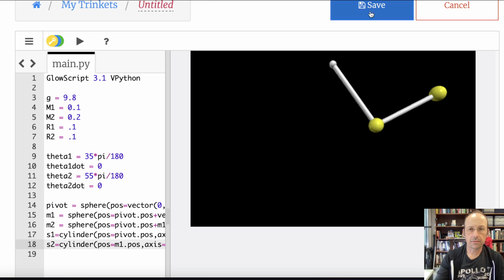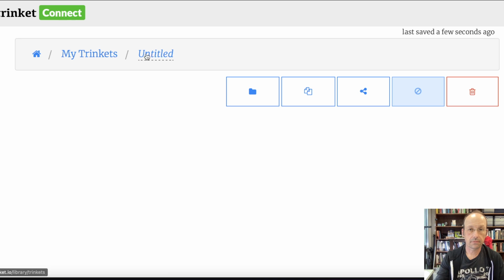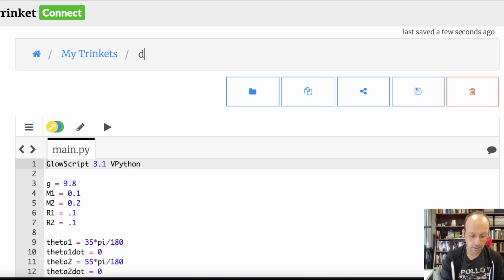Maybe I should save this. Double pendulum new try. I have multiple of these. That's why I'm saying that. I like the double windows, but okay, that's fine.